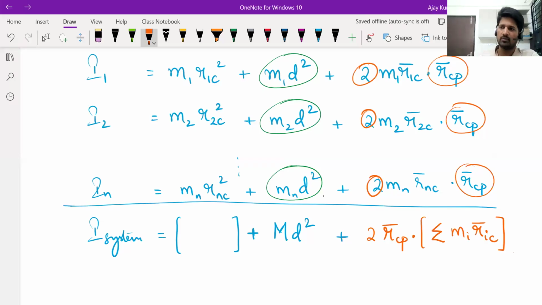Okay, m1 r1 plus m2 r2 so on up to mn rn. I'm writing it as sigma mi ri, and they are all taken with respect to center of mass.